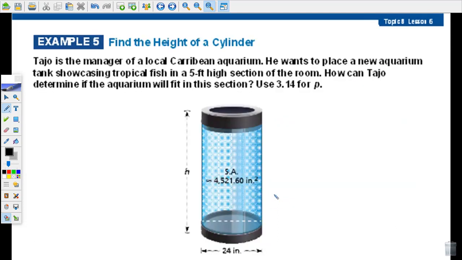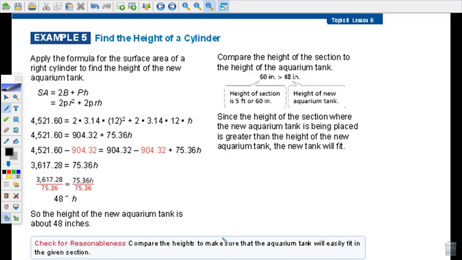Example 5, find the height of a cylinder. Tajo is the manager of a local Caribbean aquarium. He wants to place a new terrarium tank showcasing tropical fish in a 5-foot high section of the room. How can Tajo determine if the aquarium will fit in this section? Use 3.14 for pi. Okay, so h is the height, clearly. The surface area is 4,521.60. The diameter is 24.